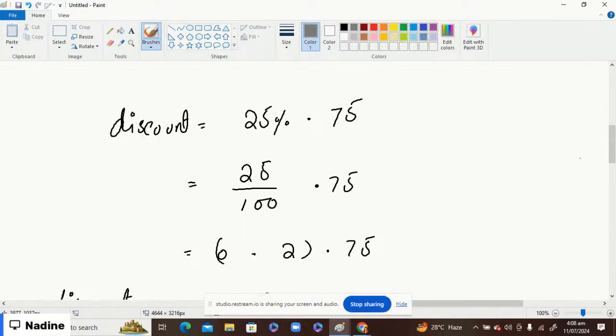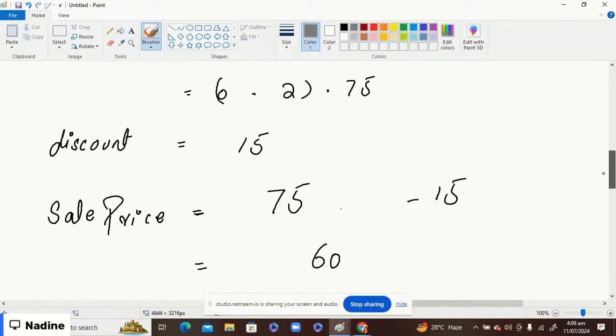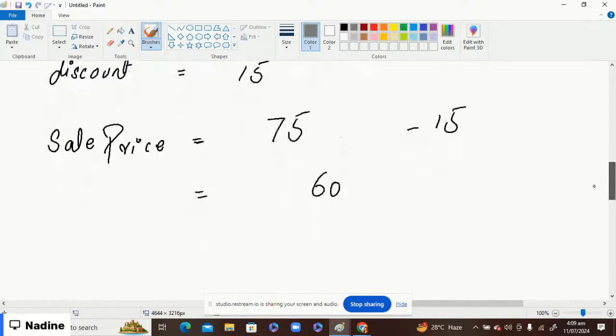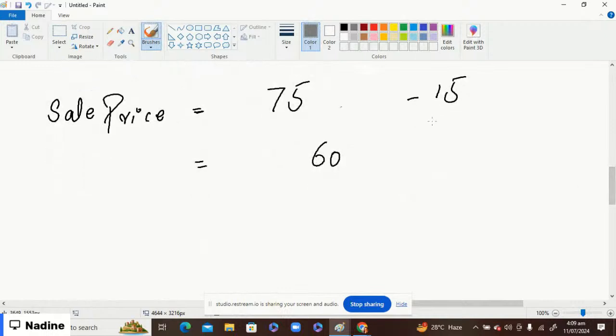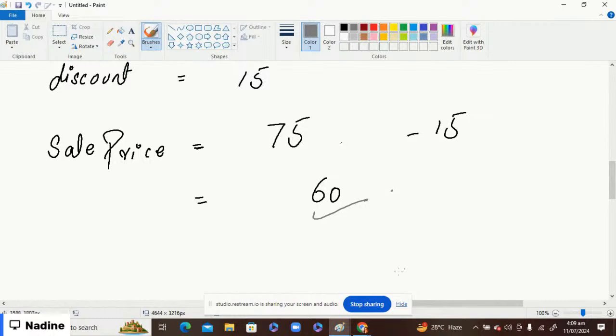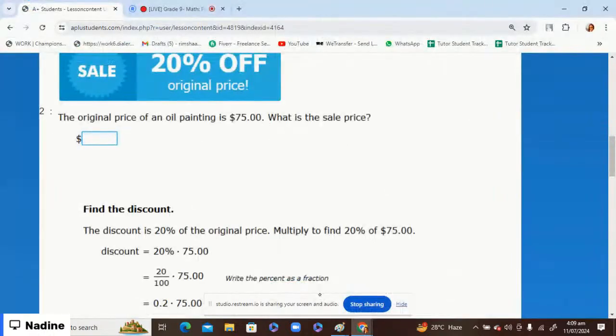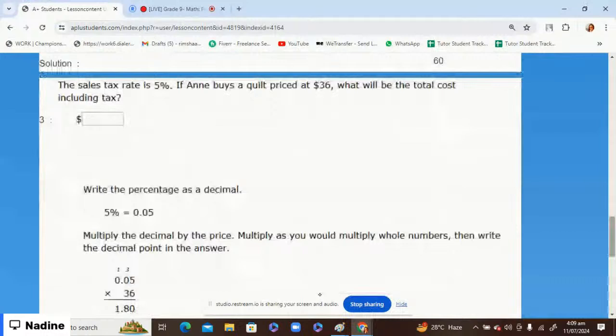we are first finding the discount. How much is the discount? We first find 20% of the original price. So 20% of the original price, that is 25 divided by 100, then multiply with 75 and check the answer. Then we find the sale price. What is the sale price? The original price minus the discount, and that is your sale price and the answer. Okay, this is the way to solve it.